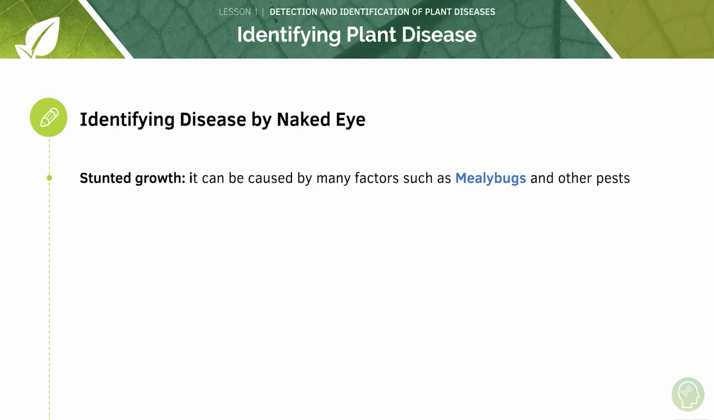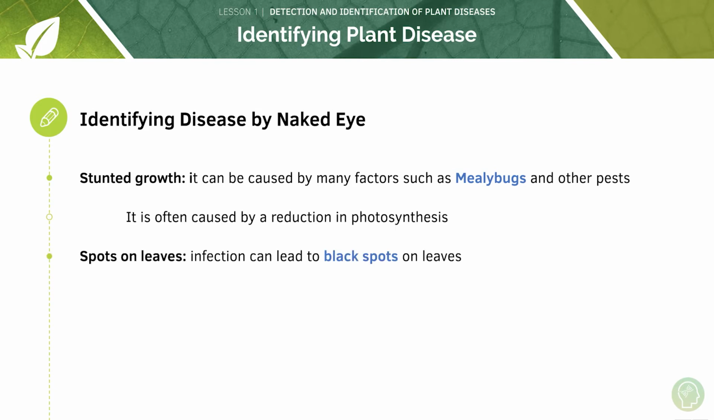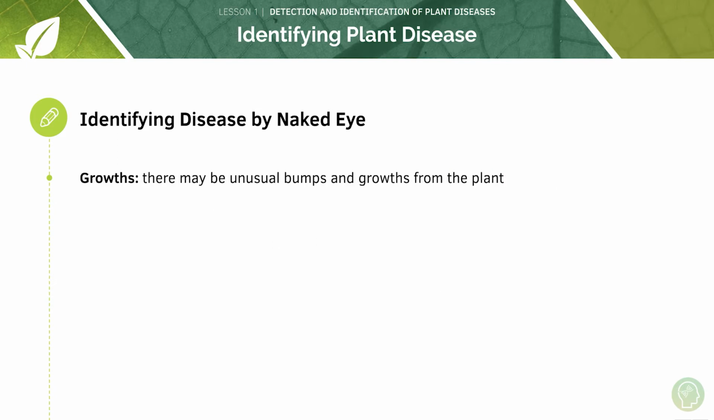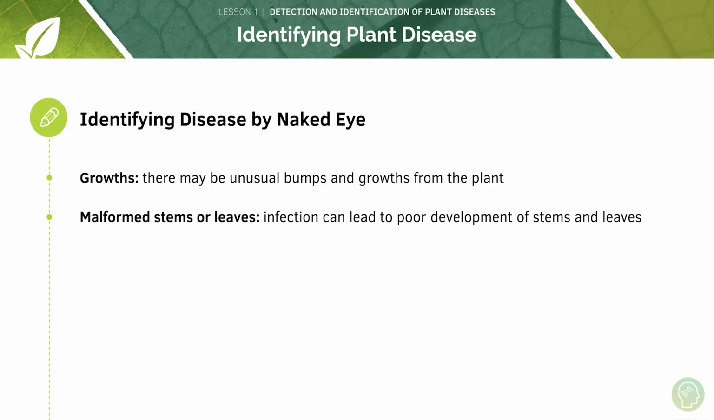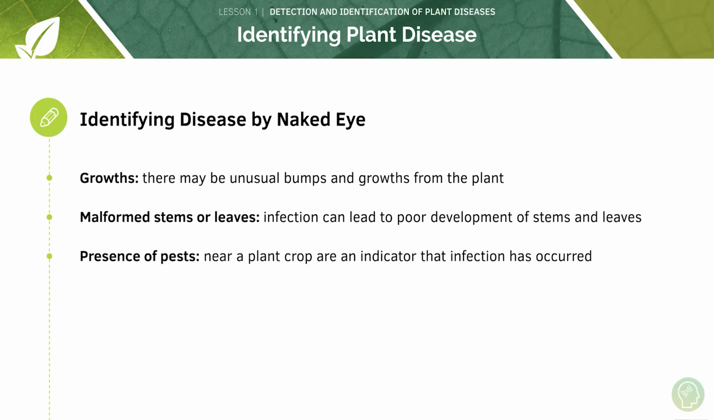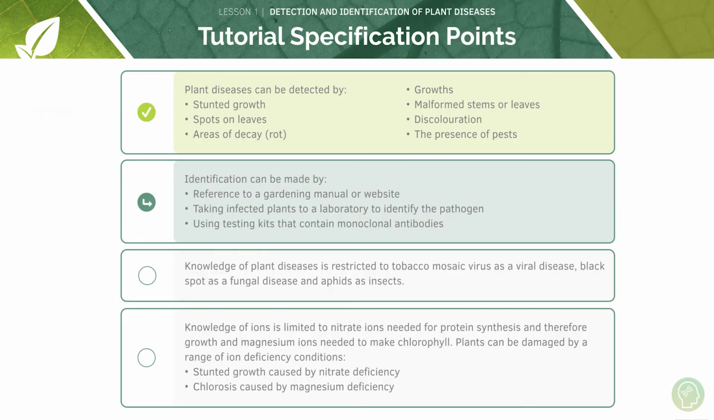So to summarise all of that, I've just written this all out here. So stunted growth, spots on leaves, areas of decay, unusual growths, malformed stems or leaves, and the presence of pests. And now these are all really easy one markers that you can get right in the exam, so just commit these to memory. Maybe make a little mind map of these 6 determinants of identifying disease by naked eye.